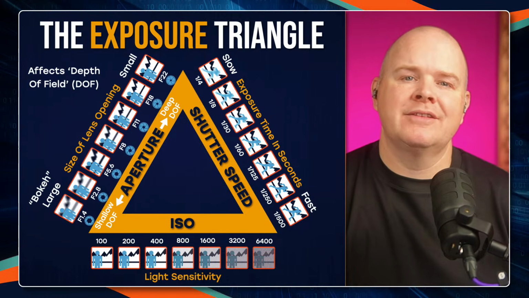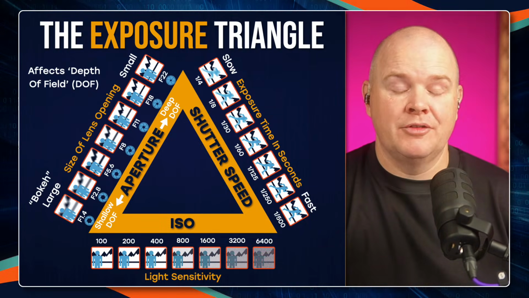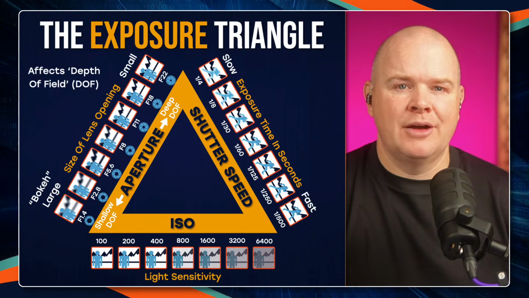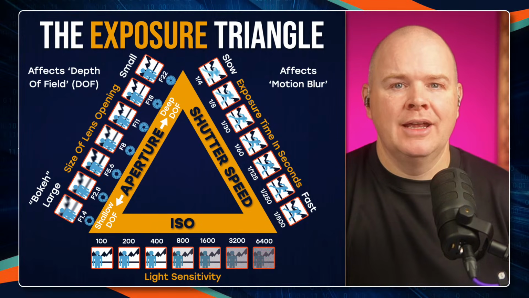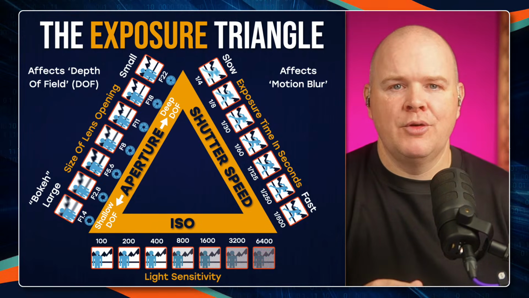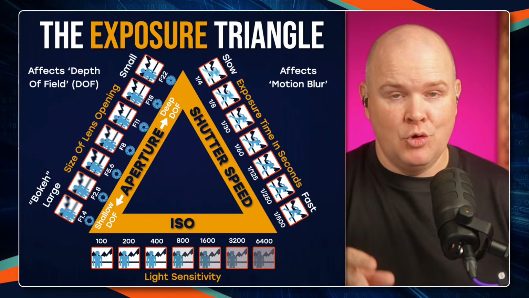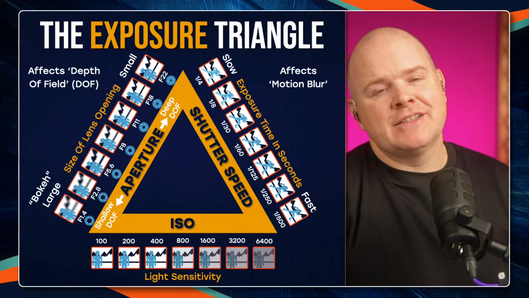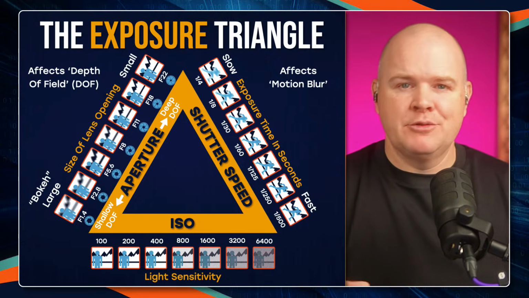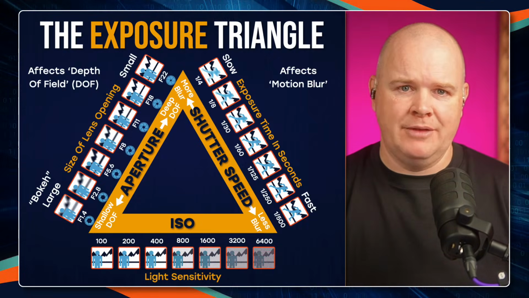Then you've got the exposure time in seconds. Now, this is dictated by the frame rate in a way, so you could say that one's more or less fixed. And as I say, slower is going to be more blur, and faster is going to be less blur in the image, but there is that sweet spot that we want to aim for.